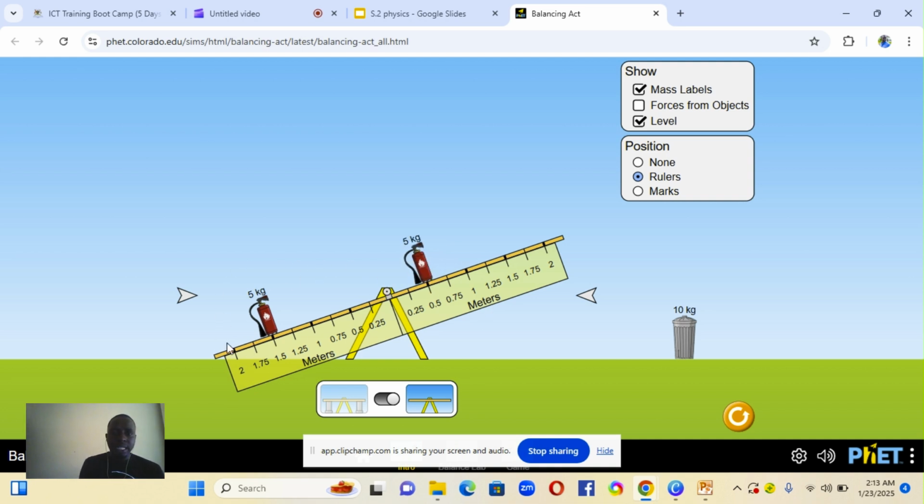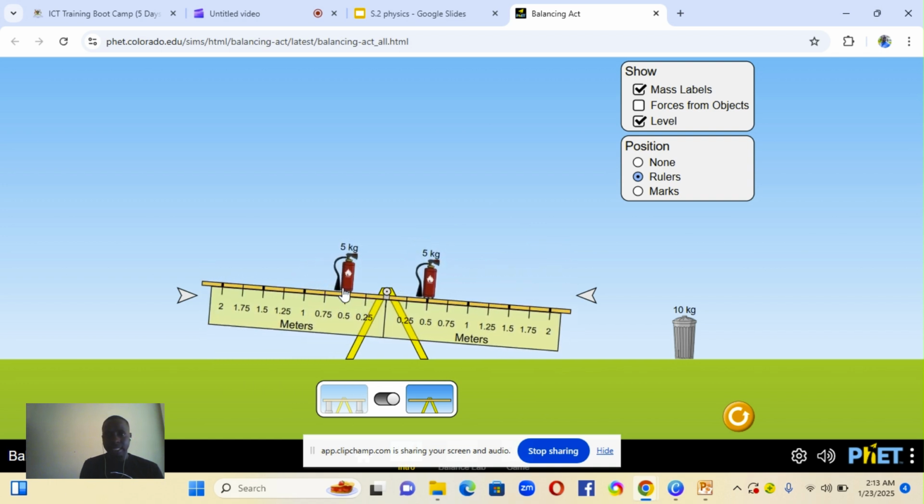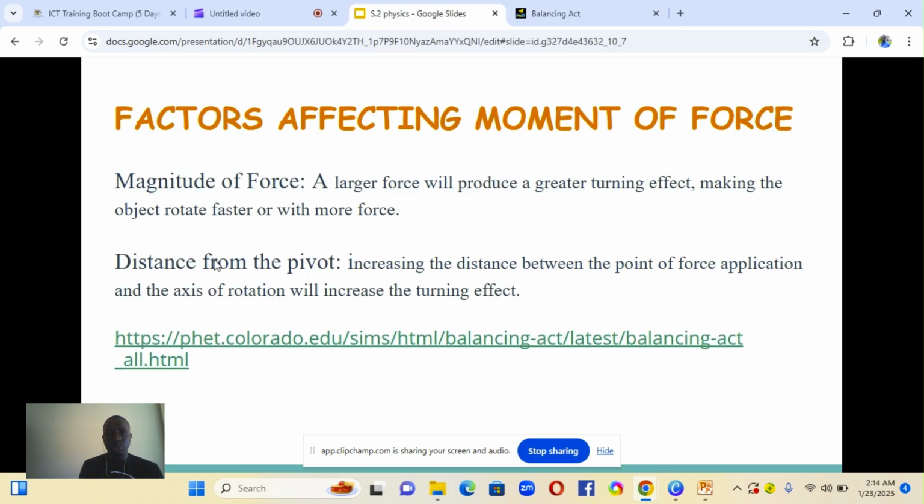Now you realize that a bigger distance will give us a bigger moment compared to a smaller distance. Whereas if I bring them to be at the same distances, then our ruler will balance again. So this brings us back to our slide here.